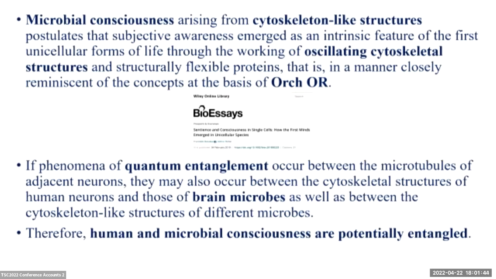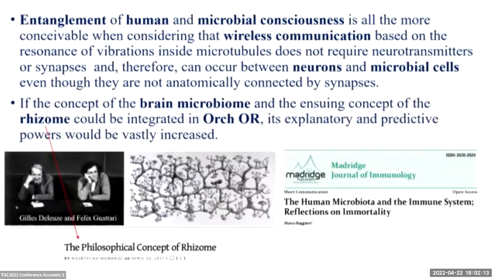Now, another consequence of considering the brain microbiome is that if the phenomena of quantum entanglement occur between the microtubules of adjacent neurons, they may occur also between the cytoskeletal structures of human neurons and those of the brain microbes, as well as between the cytoskeleton-like structures of the different microbes. And therefore, the human and the microbial consciousness are potentially entangled.